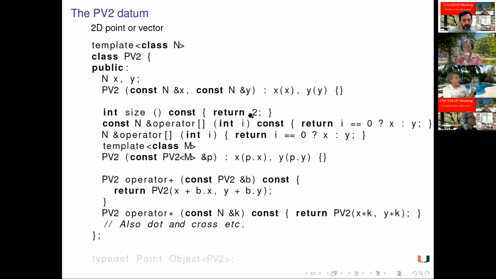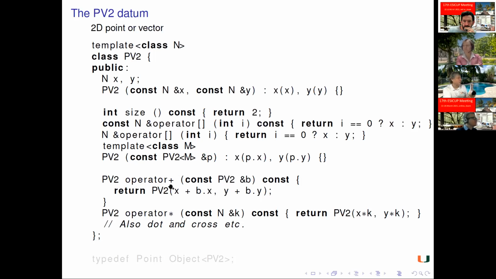It has to provide a size method to say how many numbers it stores, and a way of accessing them as if it were an array. And then finally, you need to be able to construct a PV2 of n off of a PV2 of m. So you need to be able to convert number types, but it's usually very straightforward. You just initialize X and Y off the numbers of the other type, because the number types know how to convert to each other. And so after that, you do your usual vector point operations.